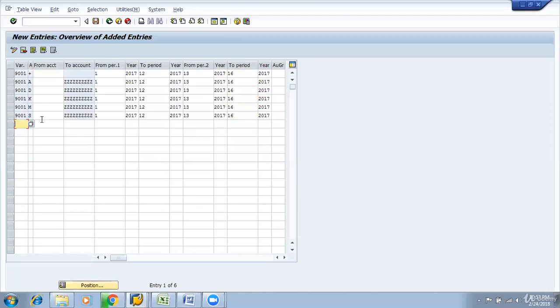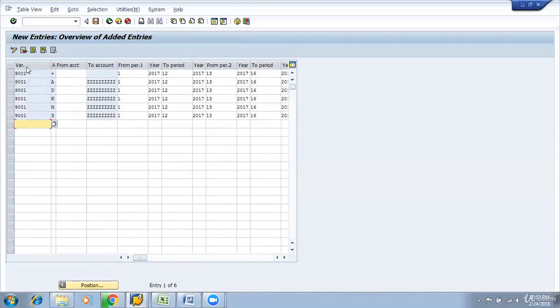So let's start with the first column. VAR obviously stands for a variant. Remember, we just created a variant and assigned it to a company code. This is the same. Next.